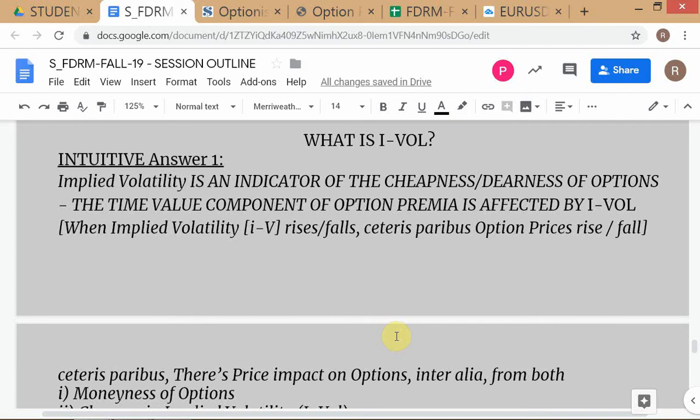Okay, so at the first intuitive level, we think about eyeball as an indicator of the general level of option prices. That means when eyeballs are going down, option prices in general are falling. When eyeballs are going up, option prices in general are rising.